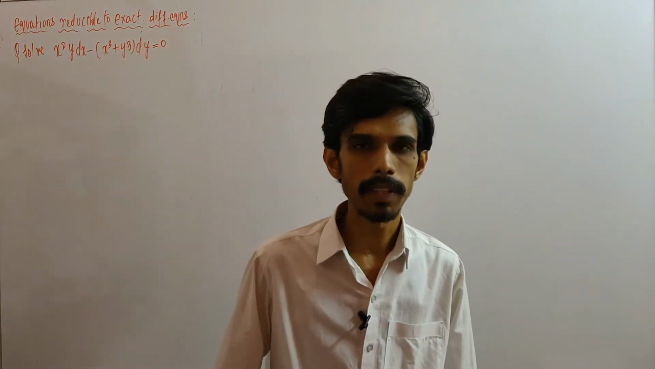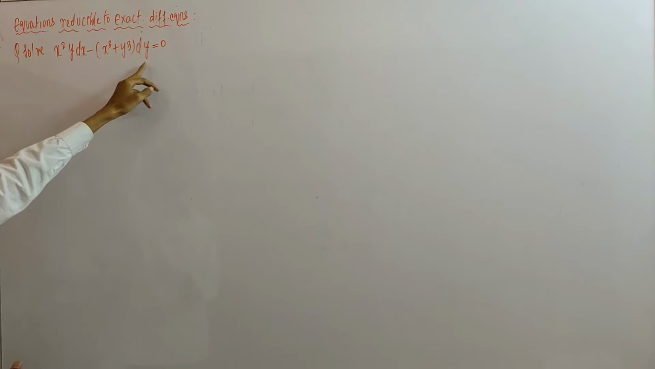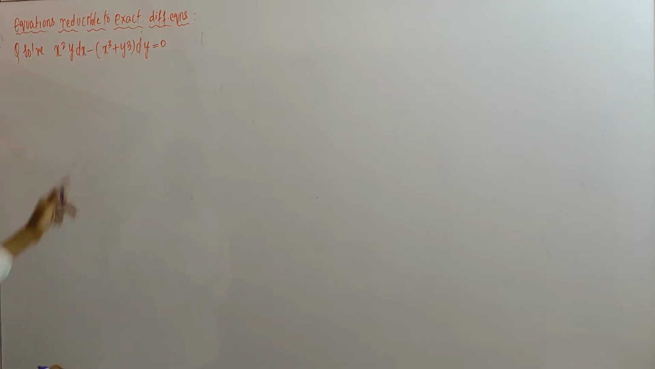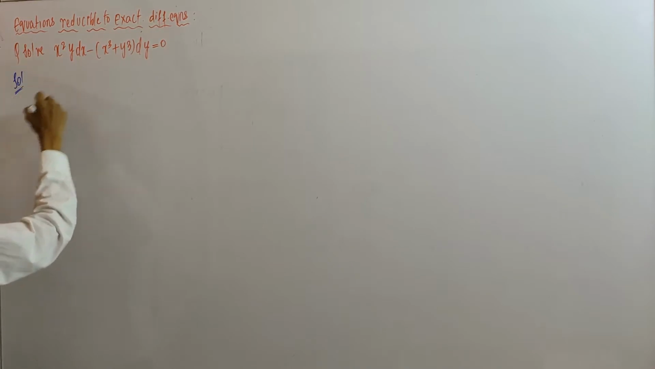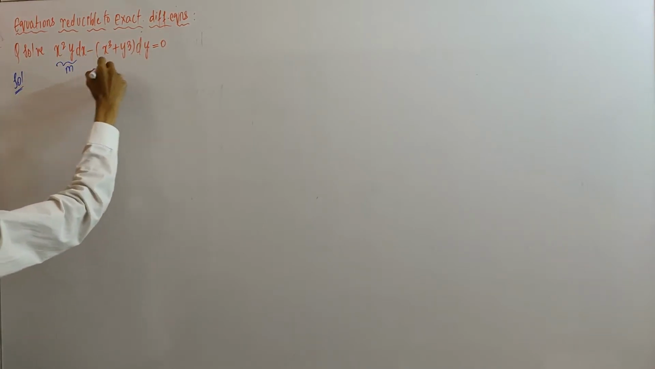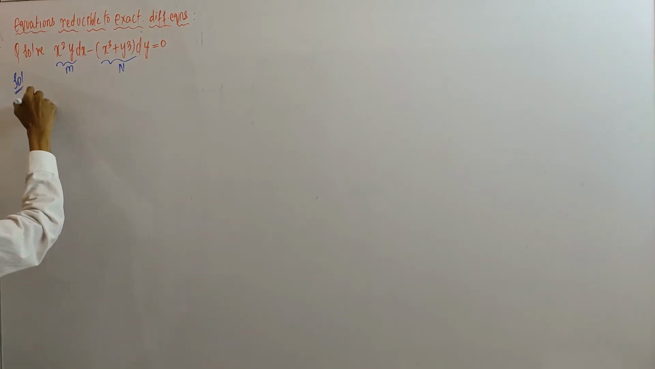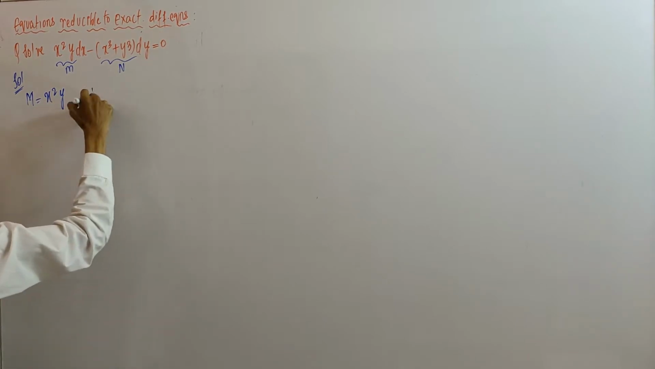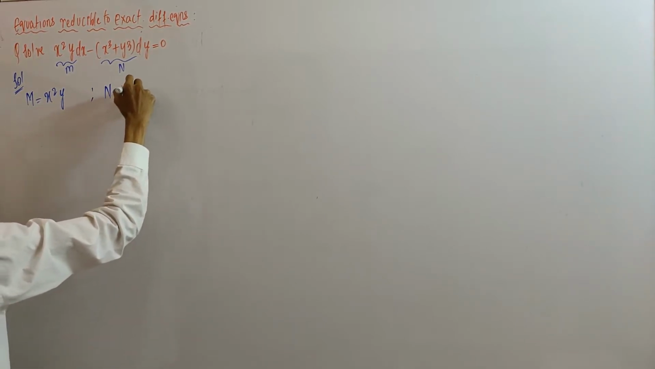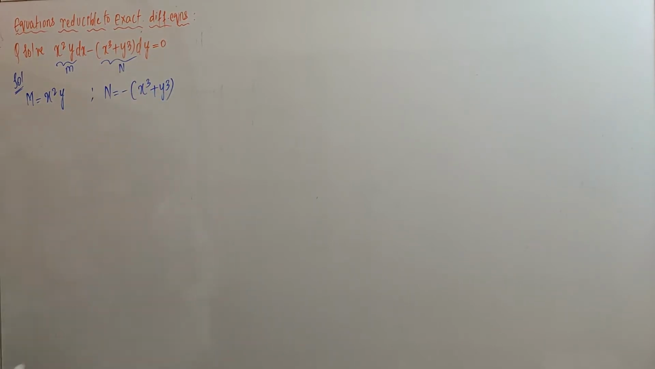Let us see the solution for this question. Here we have to solve x square y dx minus (x cube plus y cube) dy equal to 0. So this is in the form of M dx plus N dy equal to 0. So the value of M is x square y. Similarly, the value of N is minus (x cube plus y cube).